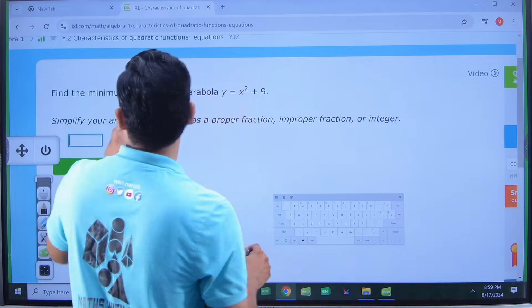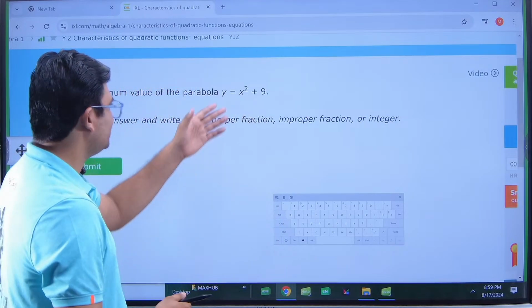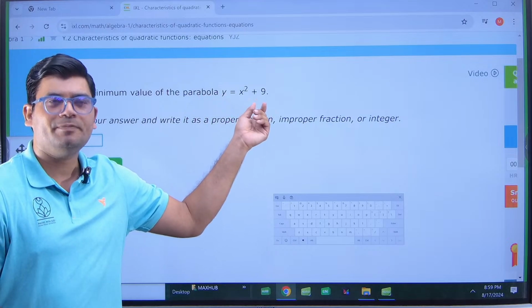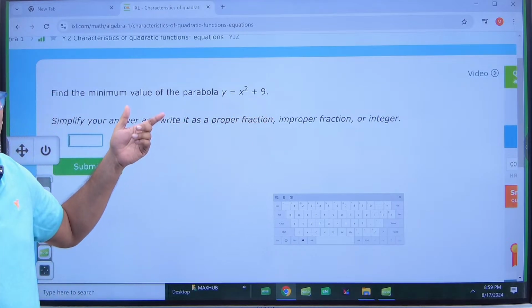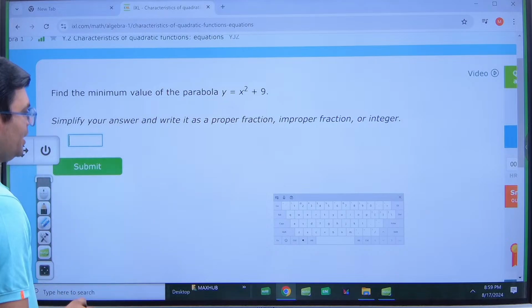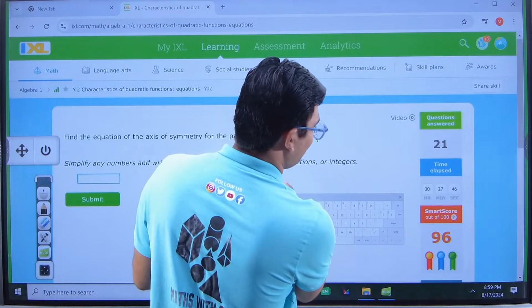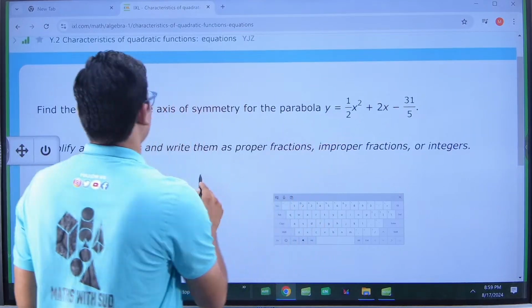Okay. Then the minimum value of the parabola. The minimum value of the parabola is going to be b square minus 4c. This is going to be 9, right? It is a repeated question. What is the minimum value of the parabola? 9. I think I have made it up. 96. Okay, we're close.